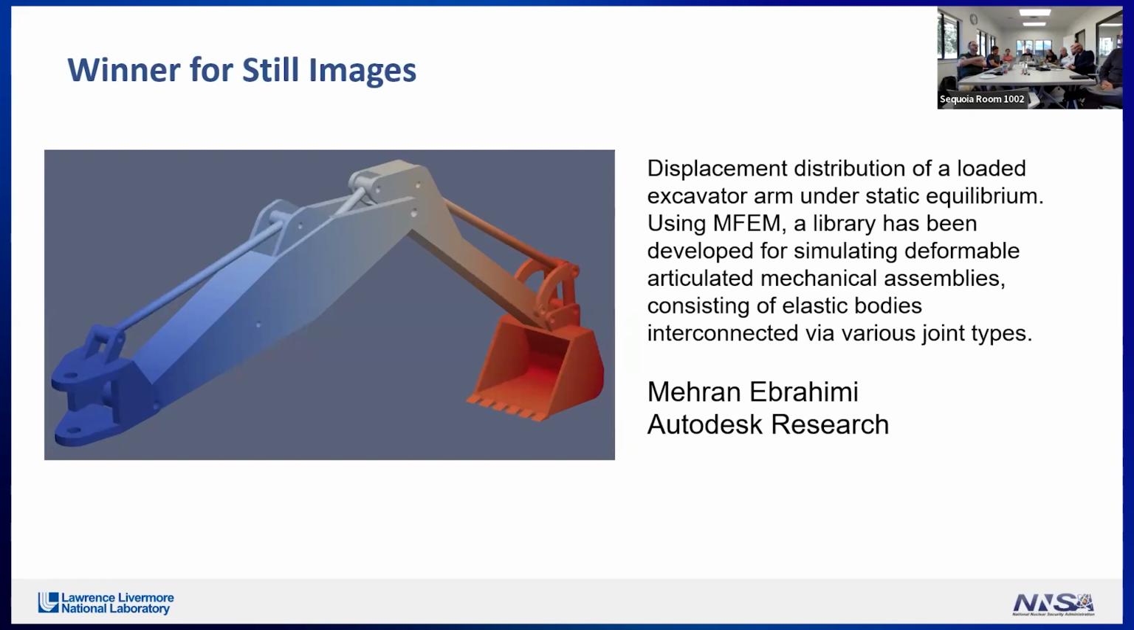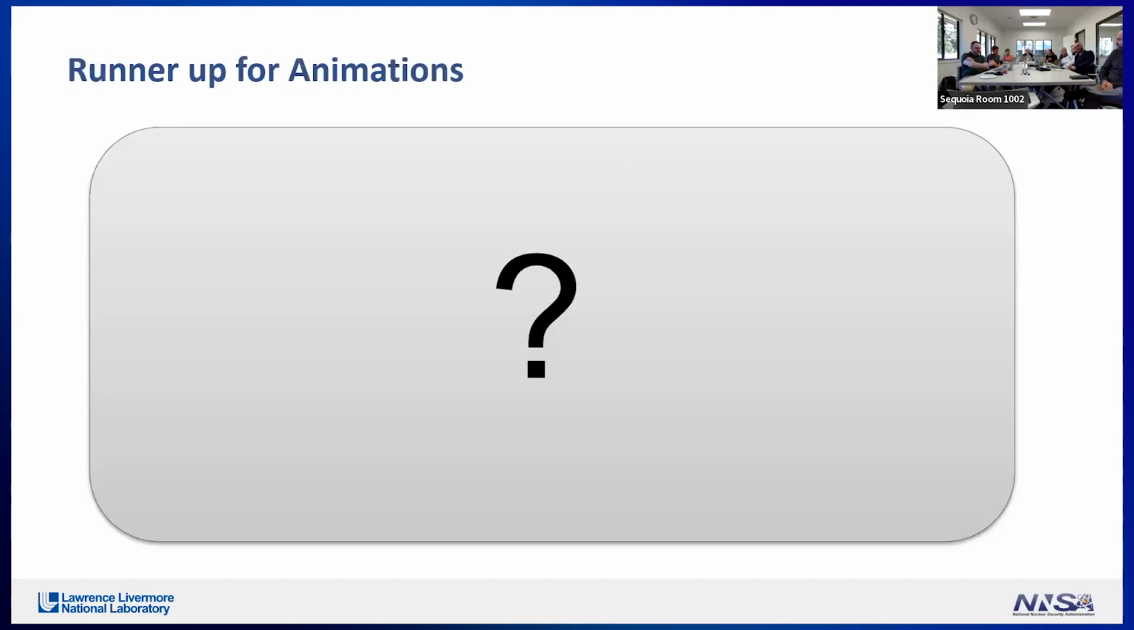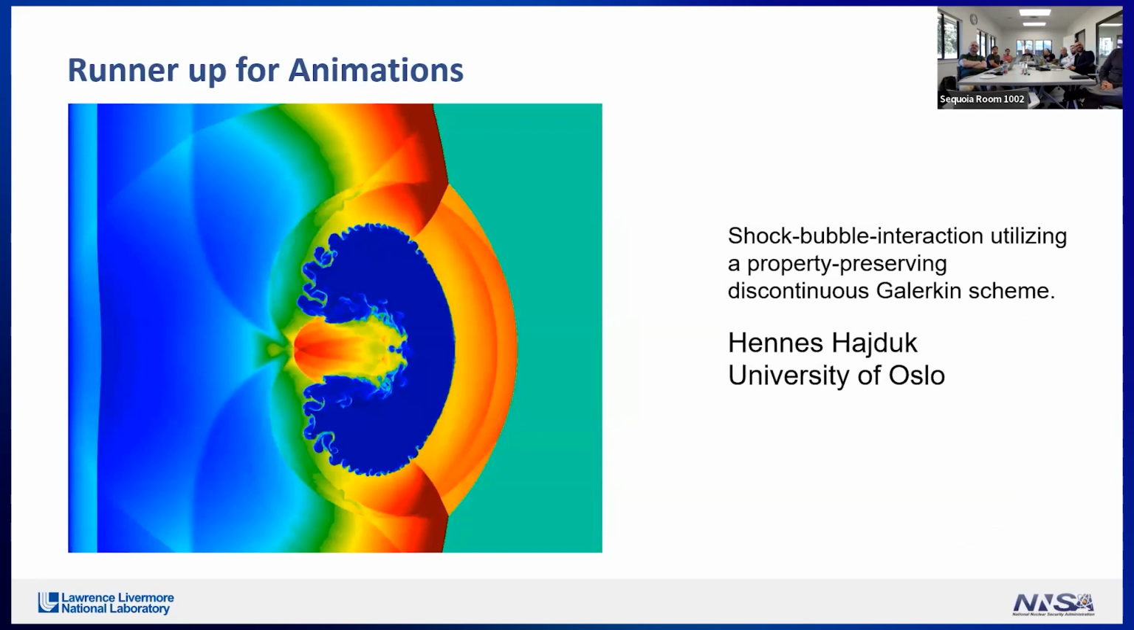All right. So, like I said, this year we had a lot of. Oh, wait. I almost forgot to do the animations. Okay, so on to the animations. So the runner-up for animations is a shock bubble interaction utilizing a property-preserving discontinuous Galerkin scheme.